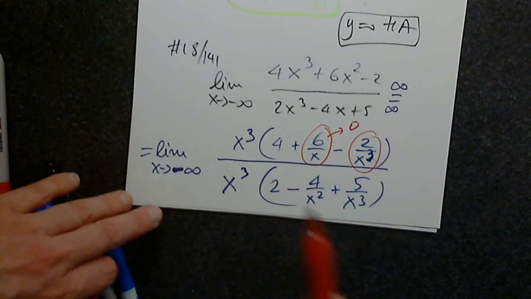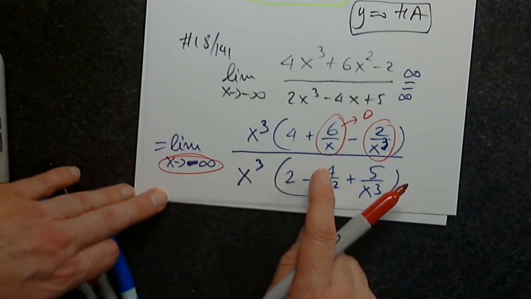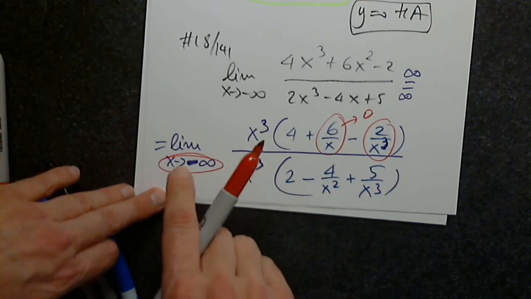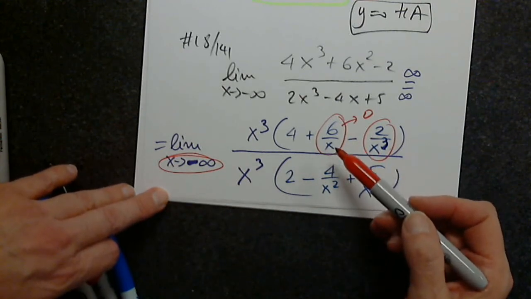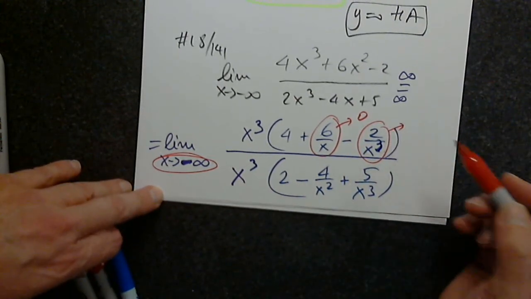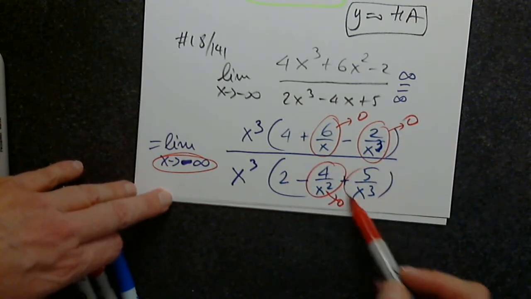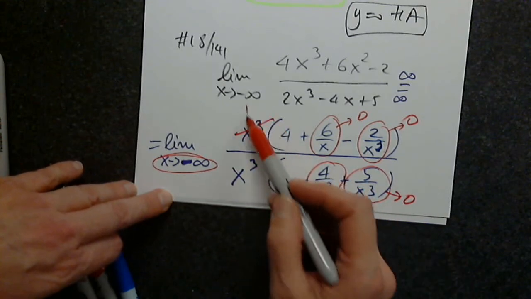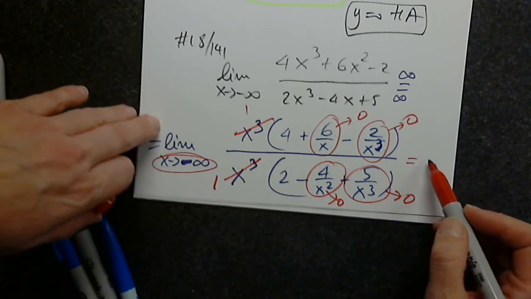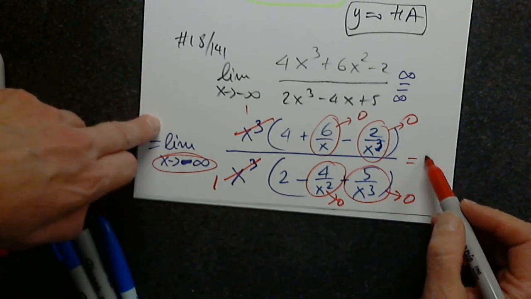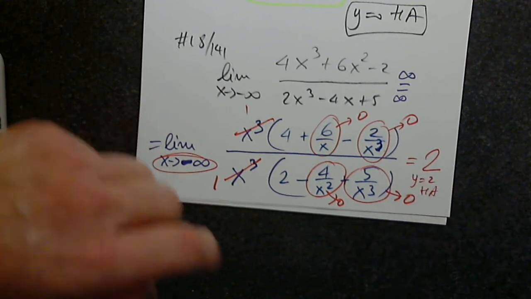Where does this go? Remember, only when x approaches infinity or negative infinity, otherwise it's not going to go to 0. If x approaches 5, then this will be 6 over 5. Where does this go when x approaches infinity? I'm simplifying x cubed with x cubed, and the answer must be 2. 4 divided by 2, which means y equals 2 is the horizontal asymptote.